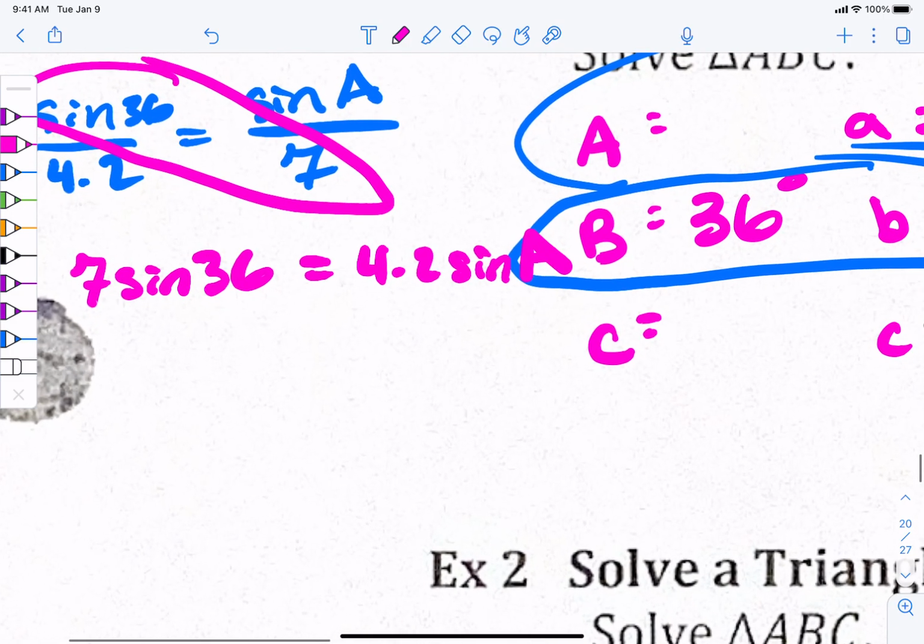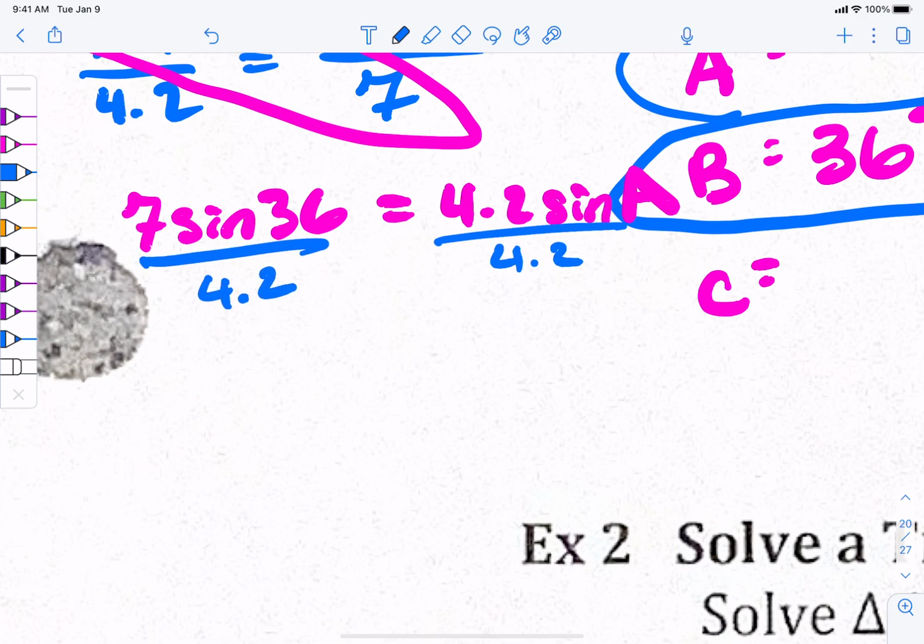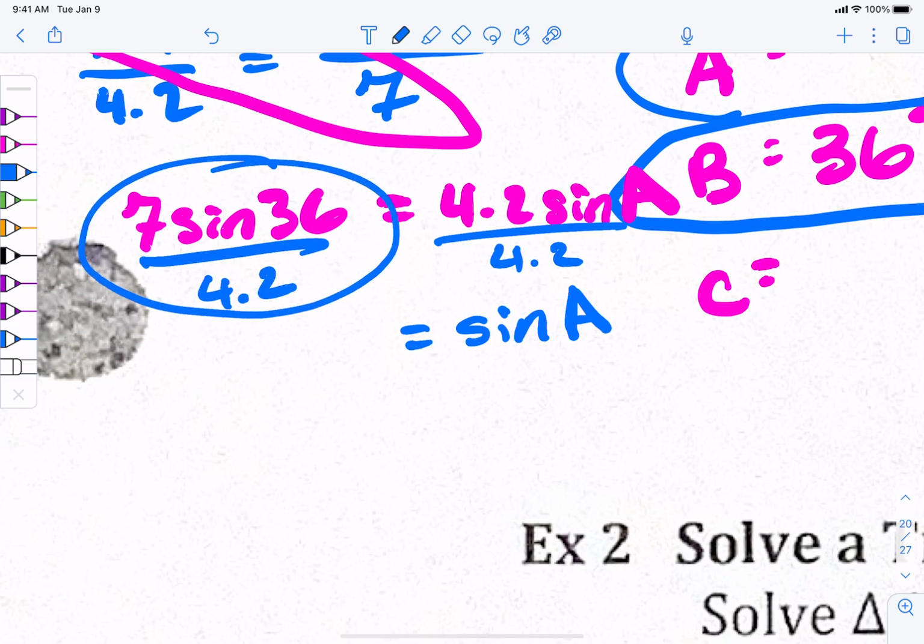All right, now I want to solve for A. How can you get that A out of there? Or like, what do you have to do first? Divide by 4.2. Okay? So sine of A is left on this side, and then what is all of this junk? It's a decimal number, 0 point something. 7 sine 36 divided by 4.2. Do that and see what we get. 0.979.